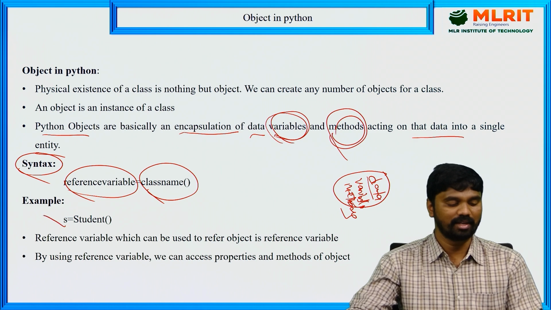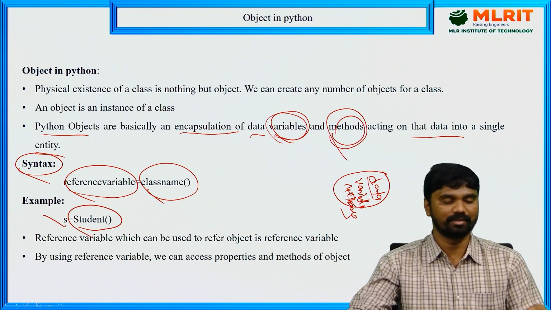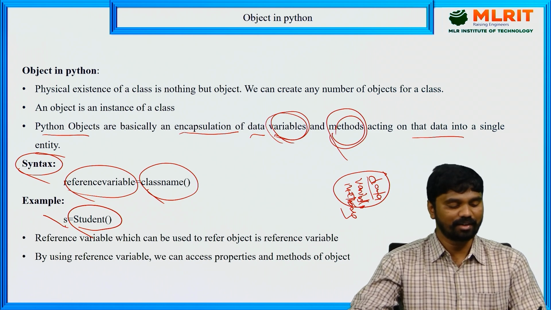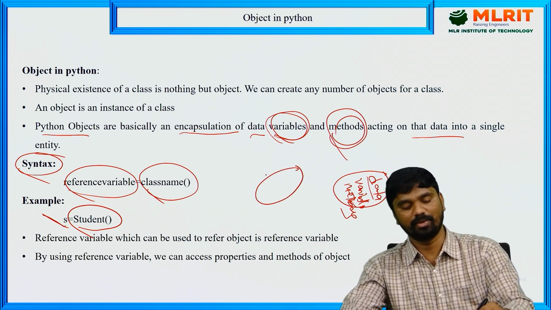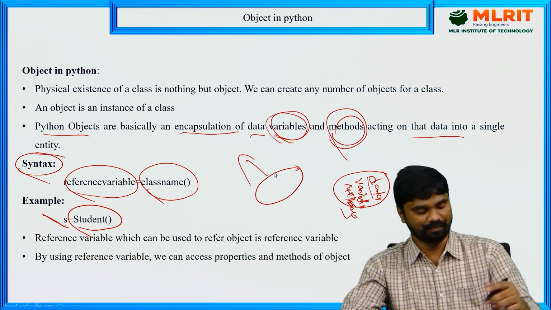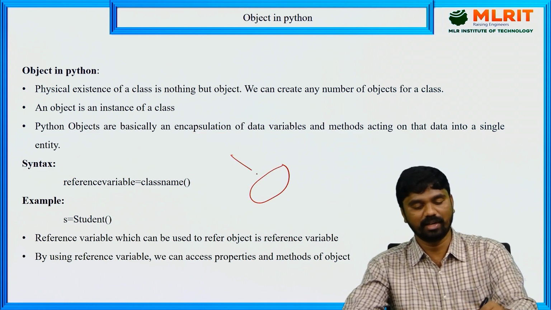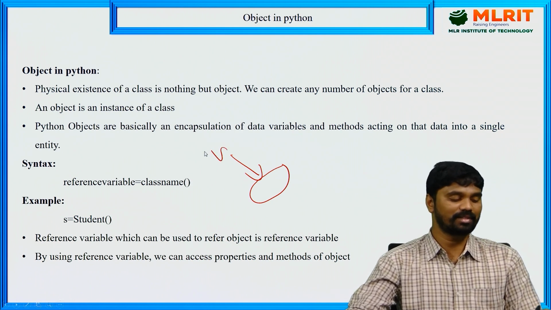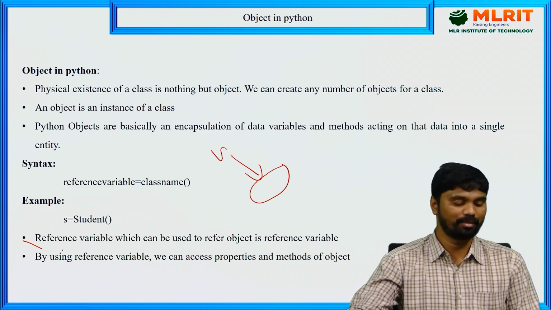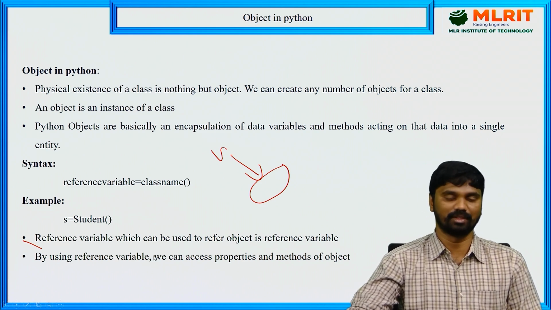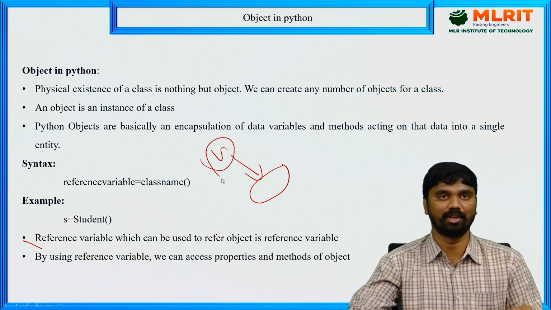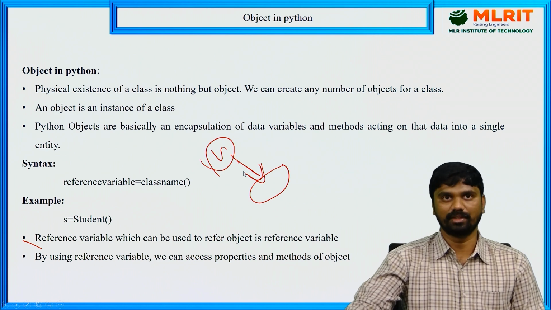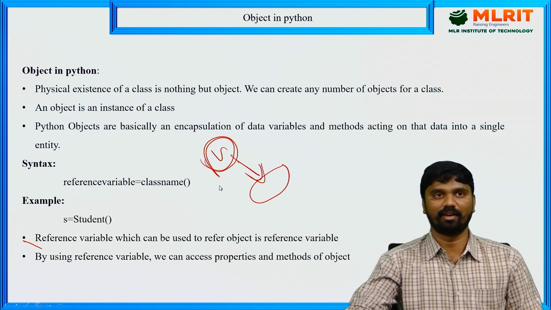Example here: S is the reference variable and Student is the class name. Then what is the reference variable? That means Student object creation, and it is referred to by the reference variable, that is S. So what is the reference variable? It is the variable which can be used to refer to objects. For example, here S is the reference variable. Why? Because it is referring to the object. So that's why S is called a reference variable.